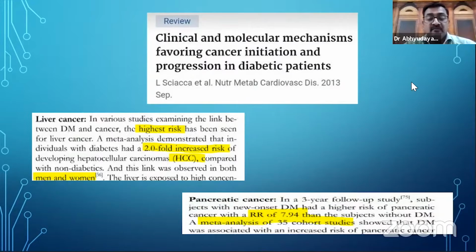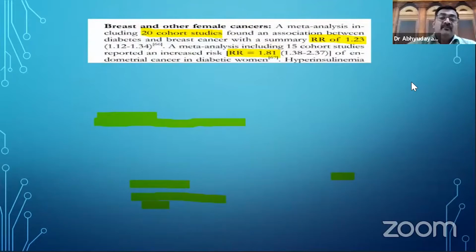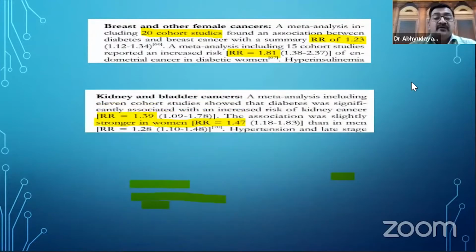When we talk about pancreatic cancer, we have 3-year follow-up studies. Subjects with new onset diabetes showed a higher risk of pancreatic cancer, with a relative risk of 7.94 compared to people who do not have diabetes. And again, a meta-analysis of 35 cohort studies showed the same thing, that diabetes was associated with an increased risk of pancreatic cancer. Breast and other female cancers, again a meta-analysis including 20 cohort studies found an association between diabetes and breast cancer with a relative risk of 1.23. Another meta-analysis of 15 cohort studies reported an increased risk of 1.81. So these studies have shown that there is an increased risk of breast and other female cancers with diabetes.